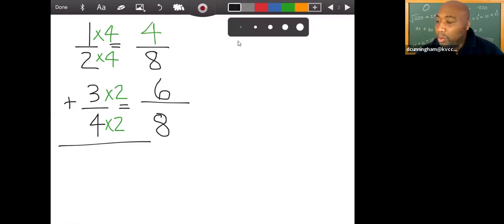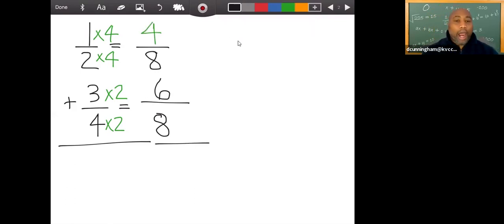Now, in this case, our operation is to add. Let's add. The denominator stays the same, which is just 8, and all you do is add the numerators. So 4 plus 6, in our case, is 10. Now, in this case, you don't want to keep it that way. You always want to reduce your numbers.